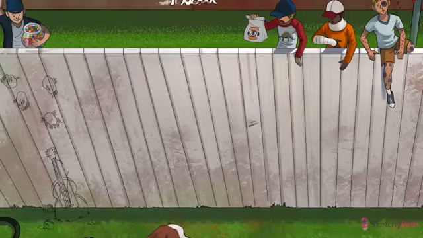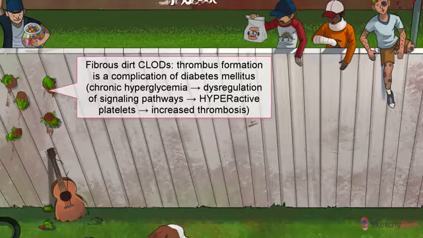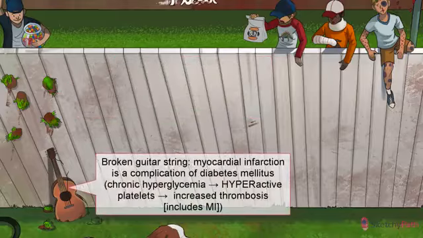It's thought that chronic hyperglycemia causes dysregulation of several signaling pathways, resulting in hyperactive platelets. This overactivity of platelets leads to increased risk of thrombus formation, including inside the coronaries, resulting in myocardial infarction, symbolized, as always, by a broken heartstring. This qualitative platelet dysfunction may also explain why diabetic patients seem to be resistant to antiplatelet medications such as aspirin and clopidogrel. Let's move on to the congenital causes of qualitative platelet dysfunction.